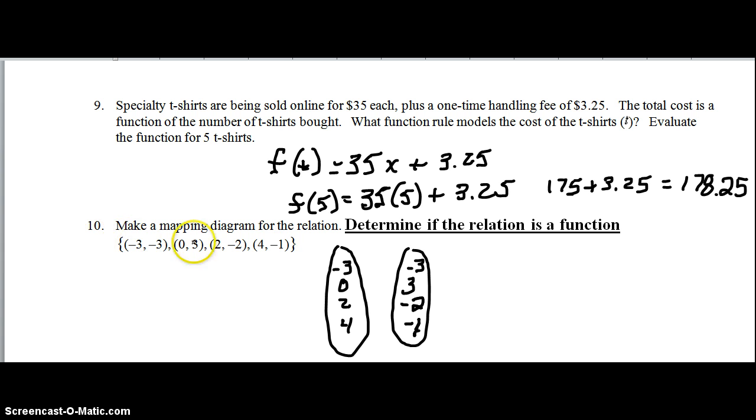And last one is making a mapping diagram of this relation. I've gone ahead and loaded up all the x values and the y values. And remember that x means domain and y means range. And it's a simple one-to-one relationship for all these, therefore it's a function.